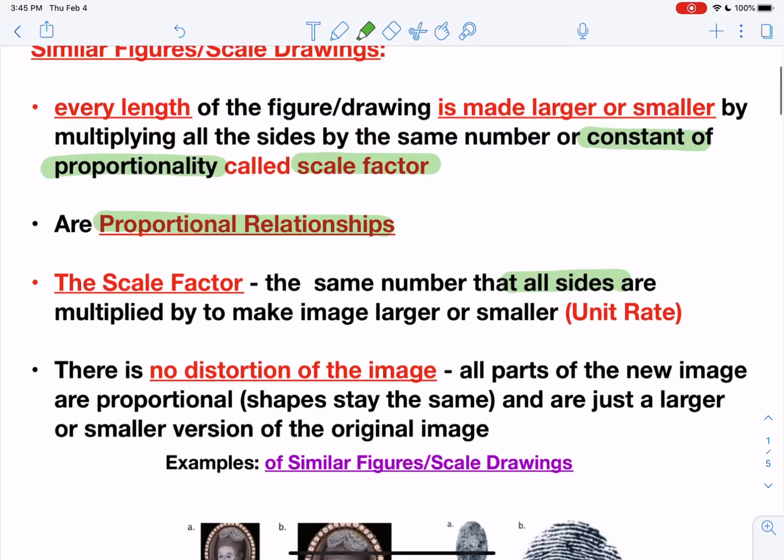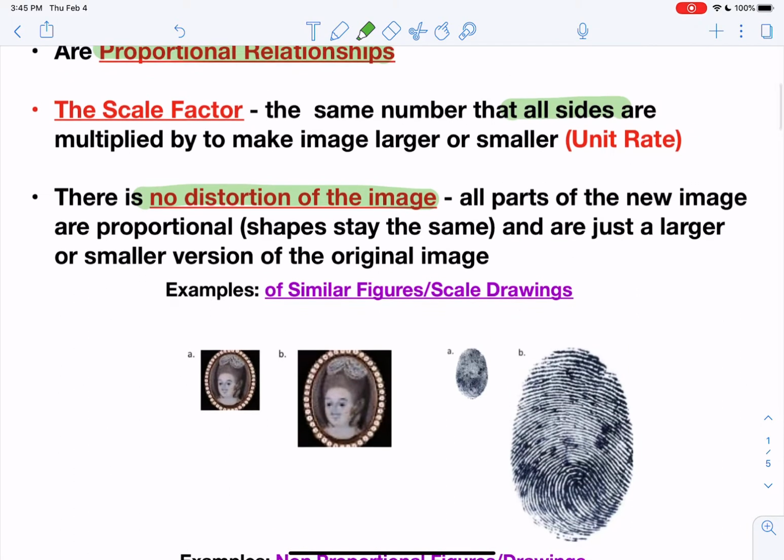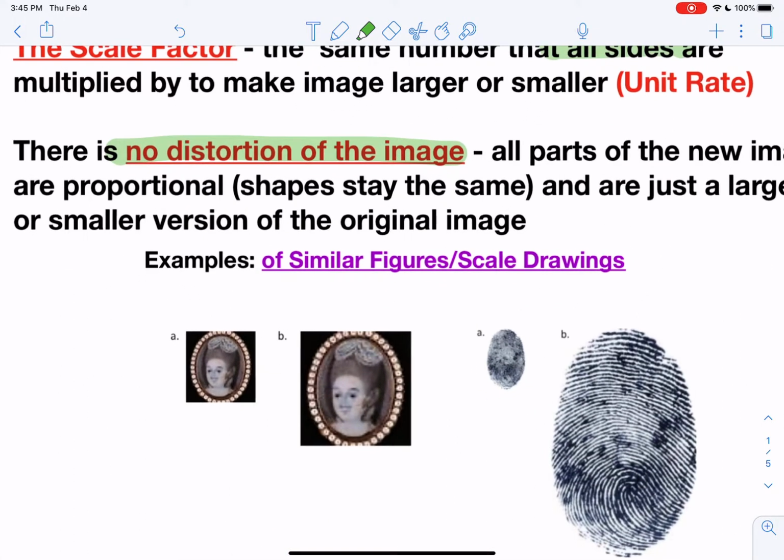And lastly, there is no distortion of the image. All parts of the new image are proportional. Shapes stay the same and are just a larger or smaller version of the original image, okay? So there's no distortion. Same exact image, just bigger or smaller. So let's take a look at a couple of examples of similar figures or scale drawings.